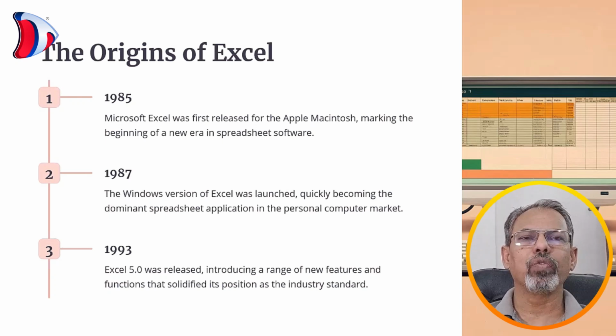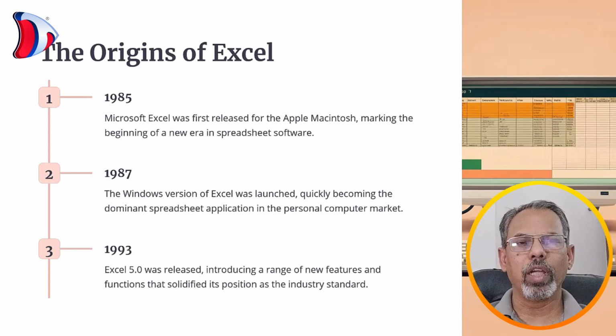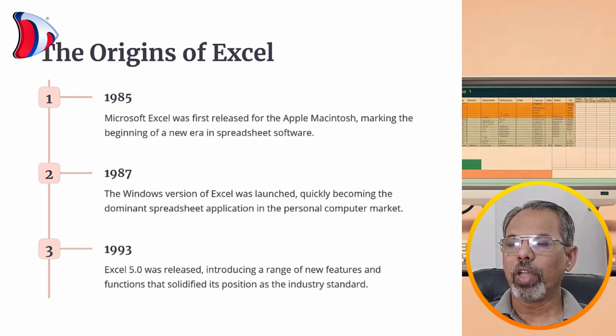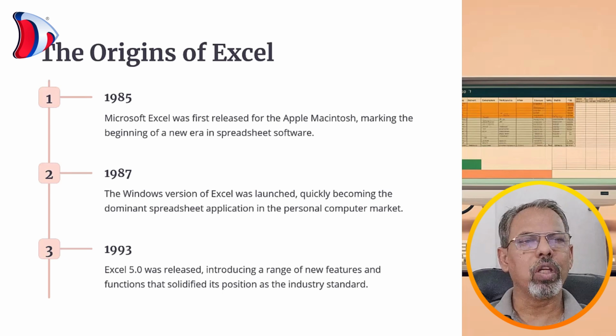The origin of Excel, as we learned just now, is in 1985. Microsoft Excel was first released for the Apple Macintosh, marking the beginning of a new era in spreadsheet software. Yes, you heard it correctly. It was created for Apple Macintosh in the early days. In 1987, the Windows version of Excel was launched, quickly becoming a dominant spreadsheet application in the personal computers market. In 1993, Excel 5.0 was released, introducing a range of new features and functions that solidified its position as an industry standard.